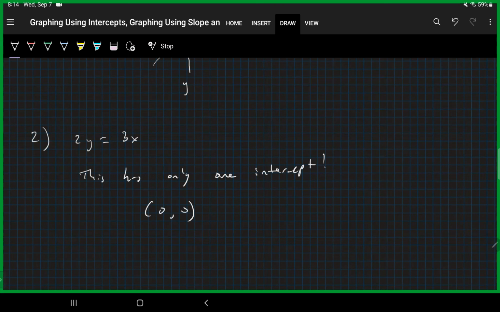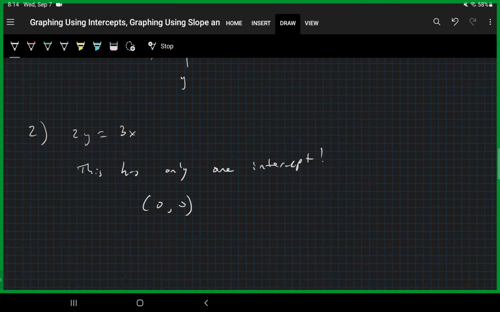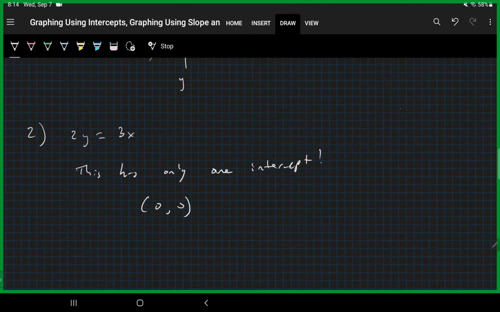And that can get confusing if you're told to graph by using intercepts because, hey, I just said you need to plot the x-intercept and the y-intercept on the graph. And, well, this equation only has the origin as its only intercept. So what do we do? Well, you do need 2 points to plot a line. So in this case, you will have to use some other points.